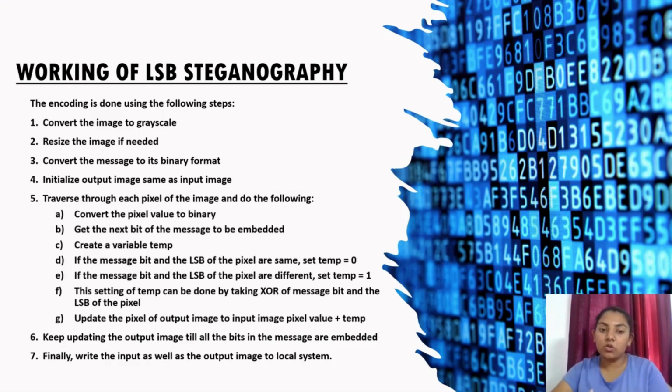You first convert the pixel into binary, get the next bit of the message to be embedded, then create a variable temp. If the message bit and the LSB of the pixel are same, then set temp as 0. And if they are not, then set temp as 1. Setting the temp can be done with the use of XOR of the message bit and the LSB of the pixel. Finally, update the pixel of output image to input image pixel value plus temp. After that, keep updating the output image till all the bits of the message are embedded, and finally write the input as well as the output in the local system.